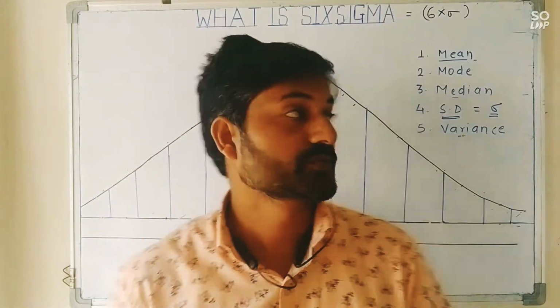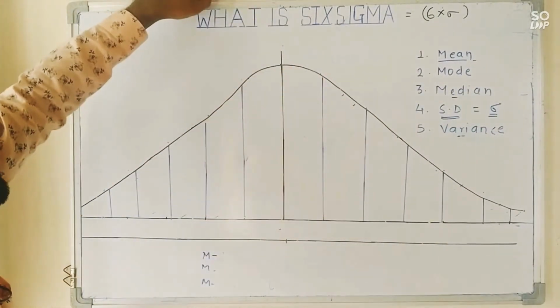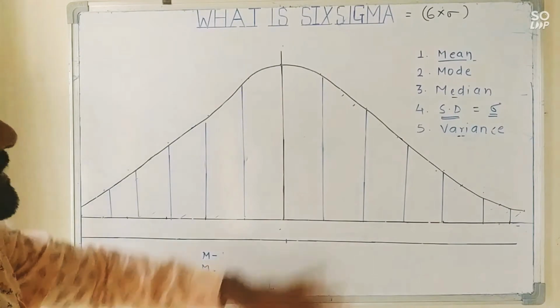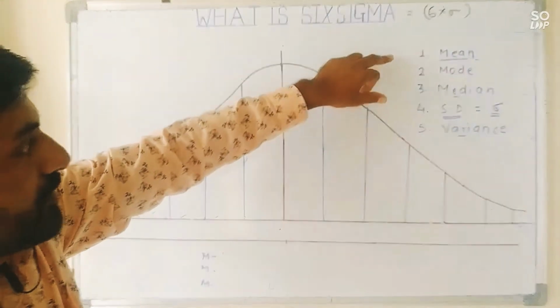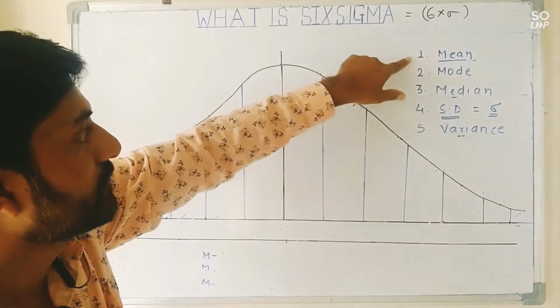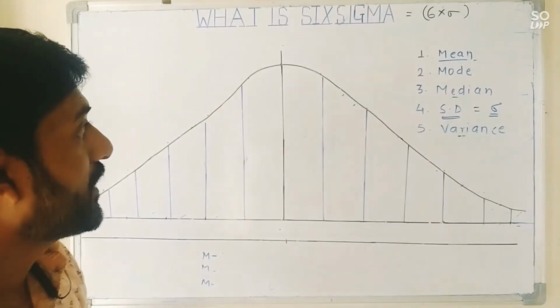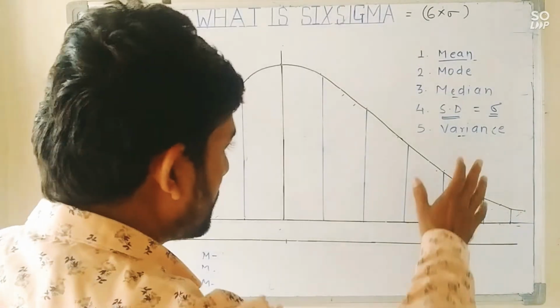So welcome back. Today we will see what is Six Sigma. It is denoted by 6 into standard deviation. Yesterday we took one problem and solved it. We saw how to find out mean, mode, median, standard deviation and variance.